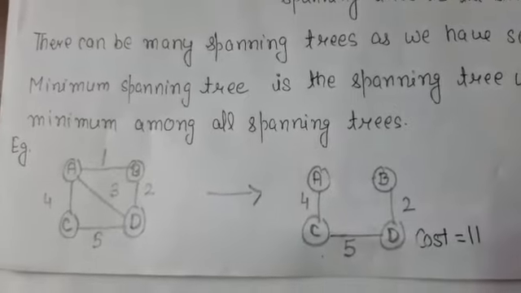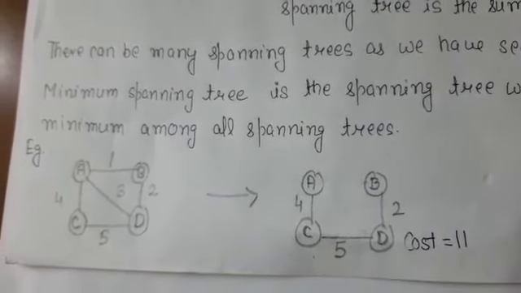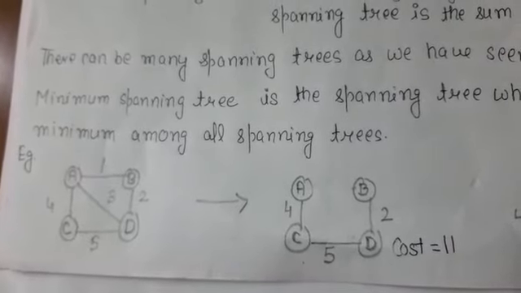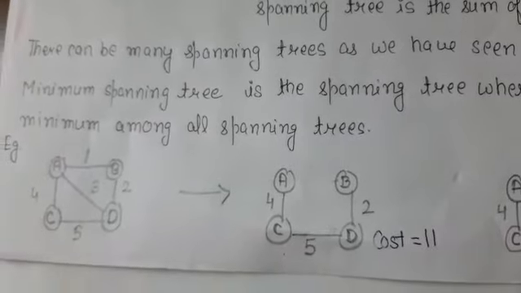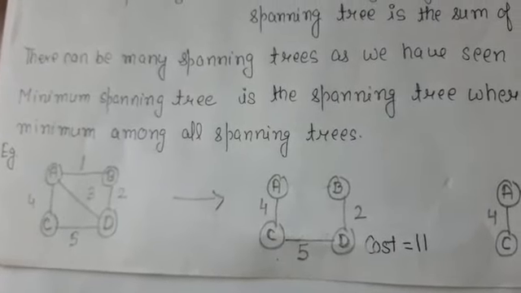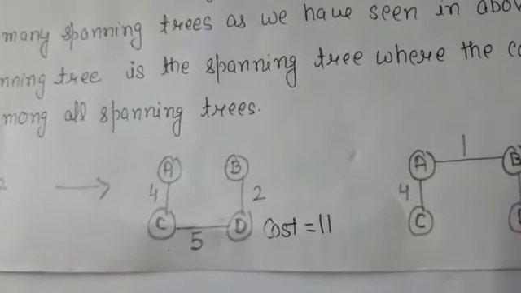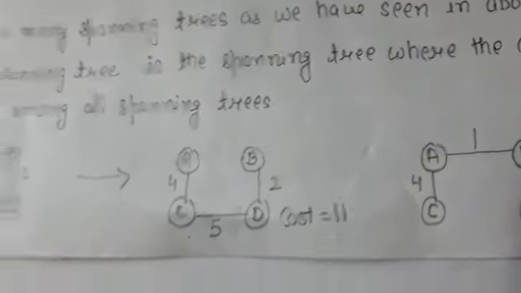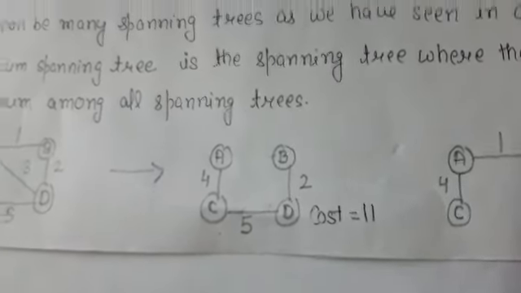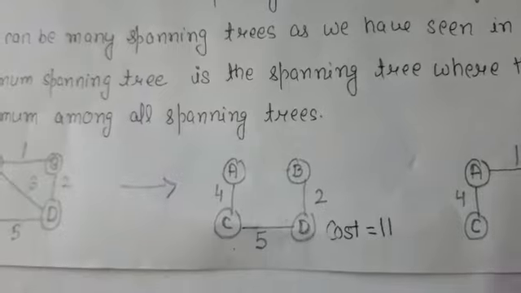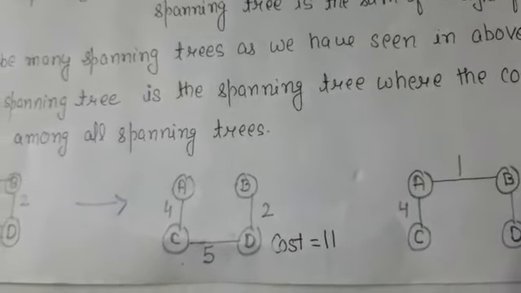I have taken a graph ABCD with weights embedded on the edges of the graph, right? Now I'll show you the possible spanning trees that can be made out of this graph. I have taken this example. It is a subgraph A, B, C, D with only 3 edges of weight 4, 2 and 5. If I take the AB edge, it will be a cycle. So its cost will be 11.